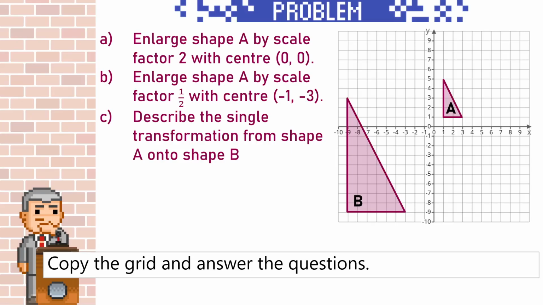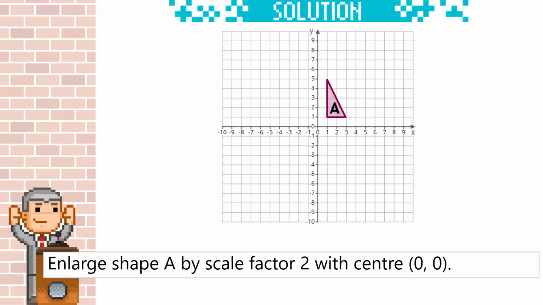Let's have a look at these questions. In this question we're asked to enlarge shape A by scale factor 2 with the centre of enlargement at 0, 0. So we're going to mark the centre of enlargement first, and we're going to mark a point on our shape. Let's pick the bottom right point. We can draw a ray line from the centre of enlargement to our point and beyond. All enlargements will end up with a point on this line. The scale factor's 2, so our new point will be twice the distance along this line.